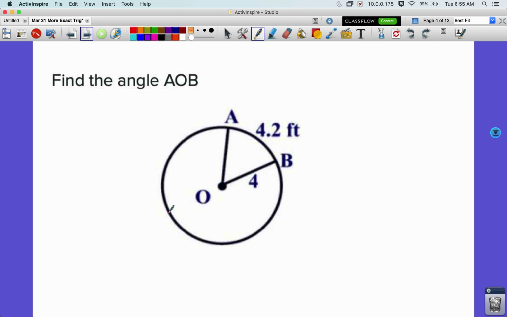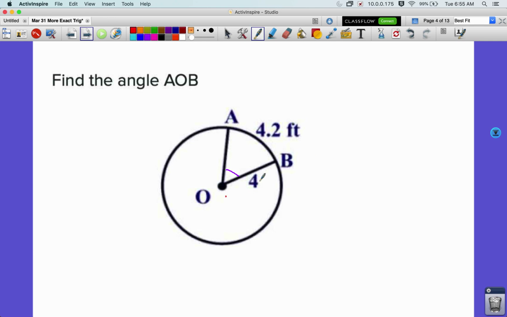Okay, another one, we're trying to find the angle AOB right here, that angle right in there. How are we going to do that? Well, we have the arc length, so it's 4.2 if we walked along the circumference of the circle here from point A to point B. So this curved line is 4.2, and we know the radius is 4.